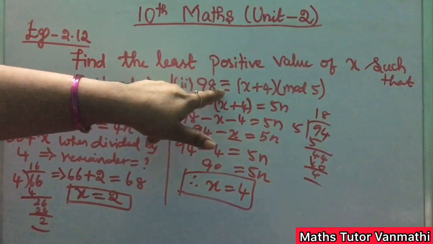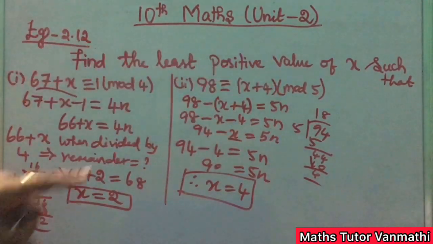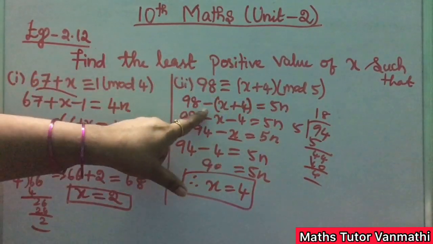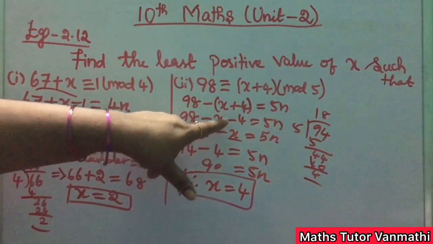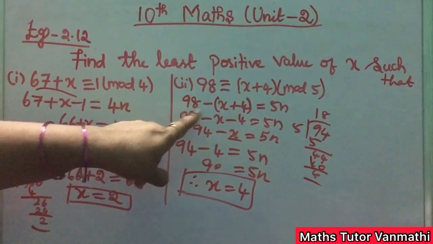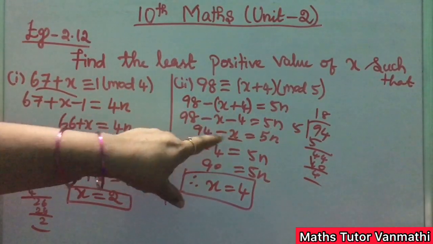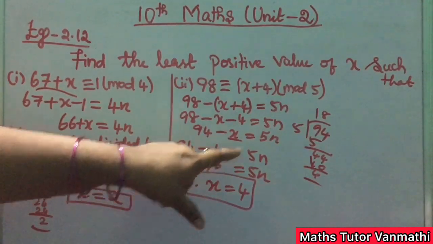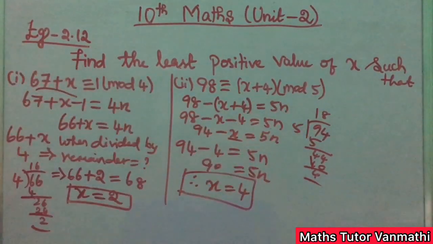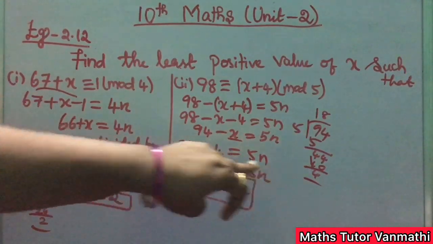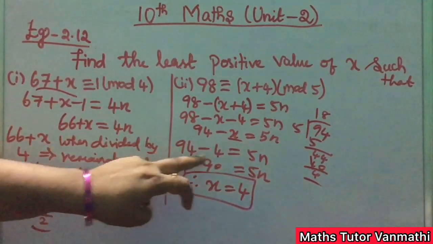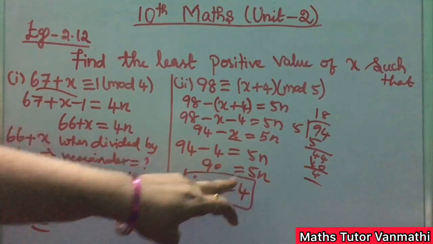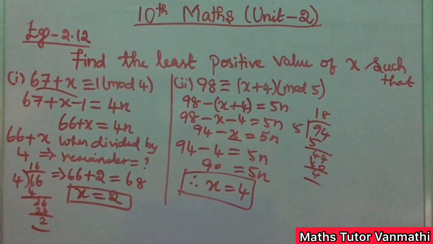Similarly, 98 is congruent to x plus 4 mod 5. So 98 minus (x plus 4) equal to 5n. This minus taken inside, you will get minus x minus 4. And again 98 minus 4 is 94, minus x equal to 5n. So on dividing 94 by 5, you will get the remainder as 4, and this is your x value. So 94 minus 4 is 90, which is divisible by 5. So our x value is 4. Clear?